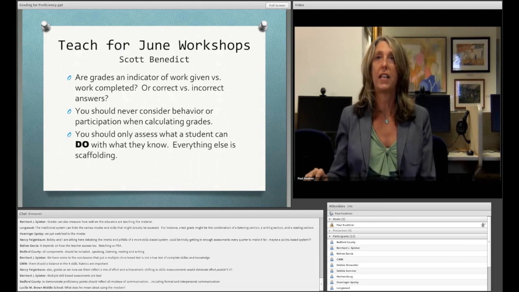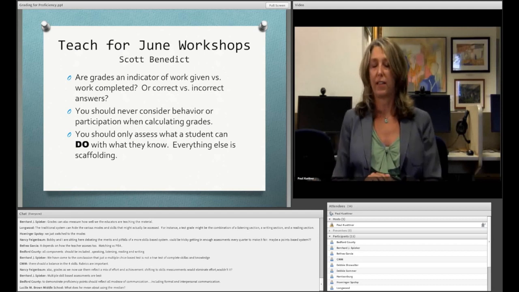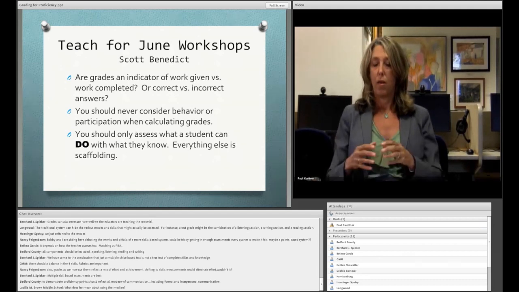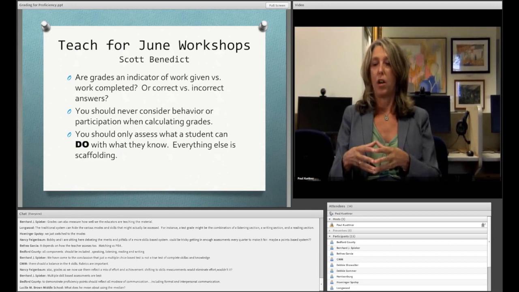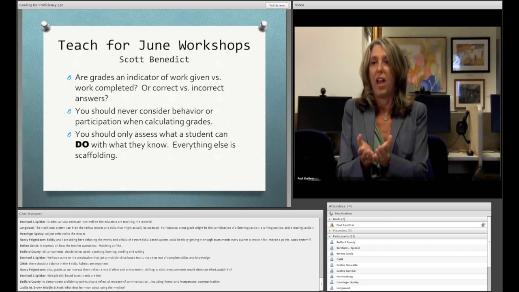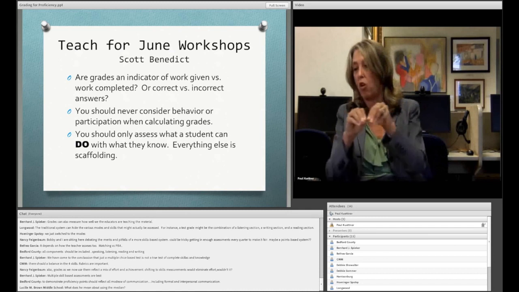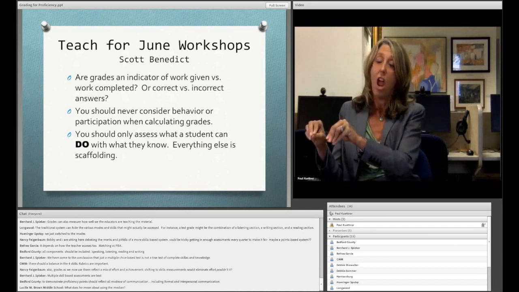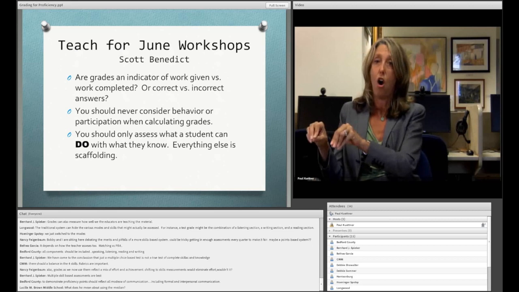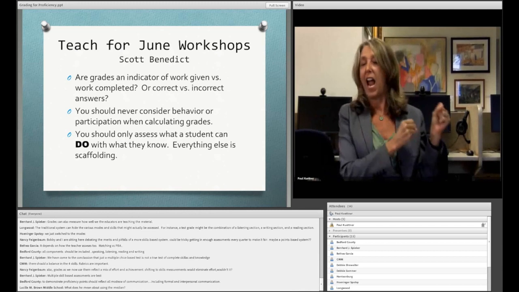You should only assess what a student can do with what they know. So everything else is scaffolding, and I loved reading this because this is more like a university system in which one is assessing summatively what the student can do, and not counting up, oh, in September they did very poorly on a quiz. And that poor grade is going to follow them all the way through to the end of the year. And regardless of whether they can drive that car or ask for the bathroom in Spanish in a full sentence, they still have to carry this poor grade with them.